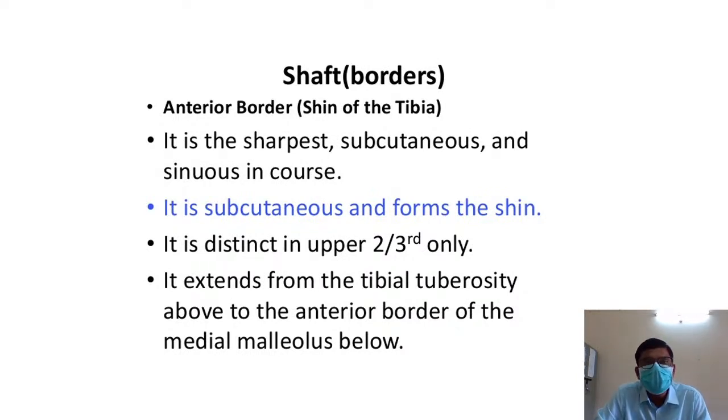The anterior border, which forms the shin of the tibia, is the sharpest, subcutaneous and sinuous in course. It is subcutaneous and forms the shin. It is distinct in the upper 2/3 of the tibia only, so it is more elevated and more distinct there. This anterior border extends from the tibial tuberosity above to the anterior border of the medial malleolus below.